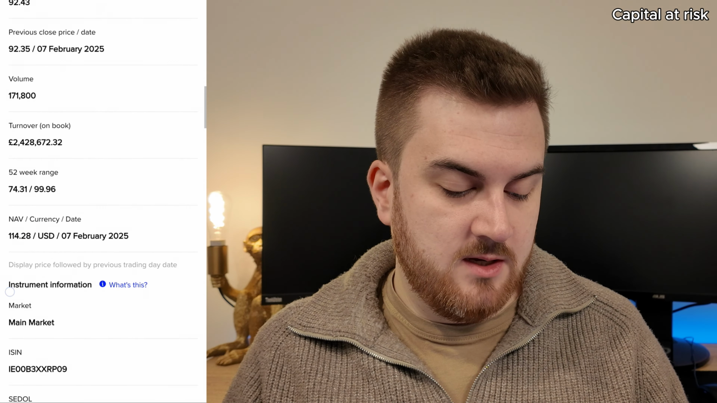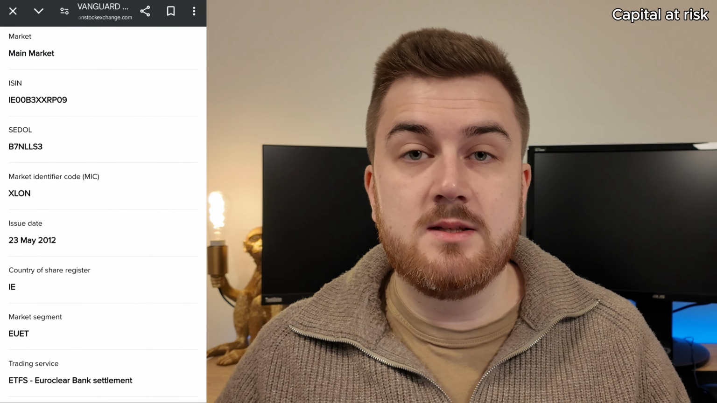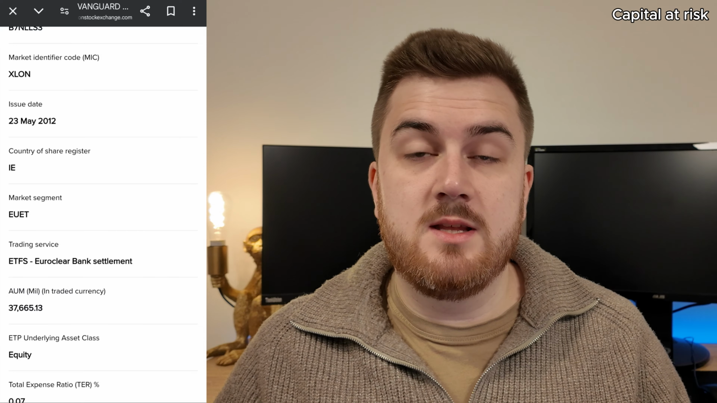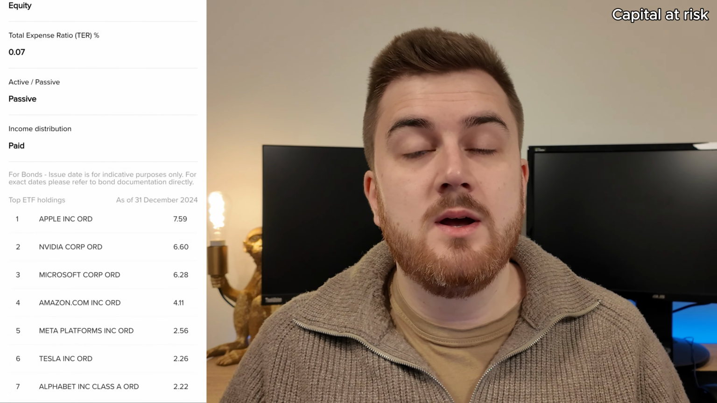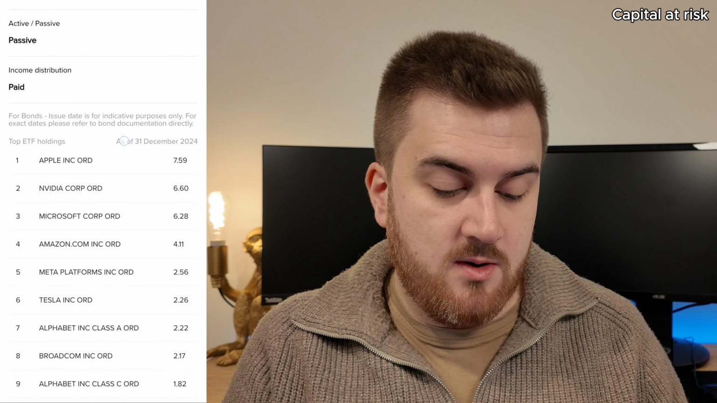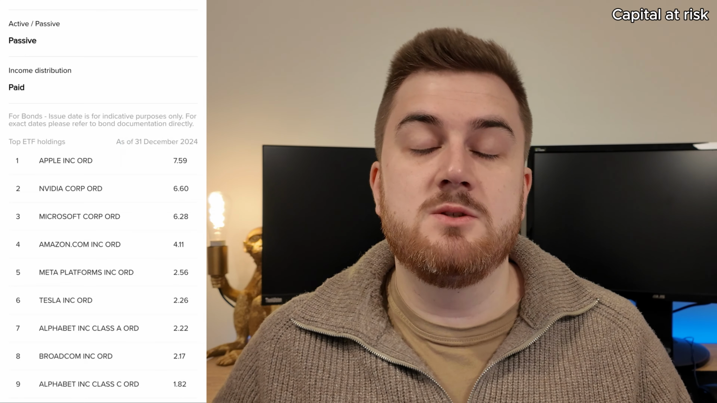Other things you can see on here, if you scroll down, you get a lot more details about the ETF, so kind of similar to Just ETF. You get the expense ratio, the country of share register, so that's the domicile, active versus passive, ETF holdings. A lot of these websites will give you similar details, and you just have to keep track of where it says when it's been updated. So this one is as of 31st of December 2024.